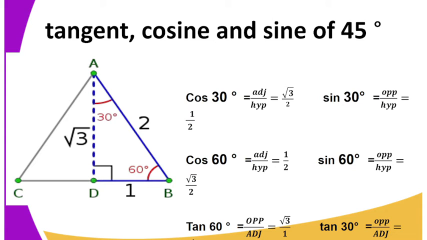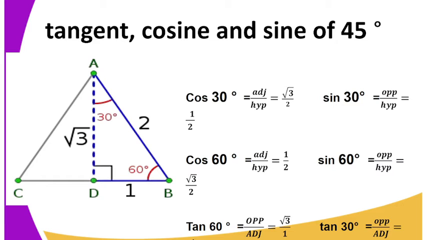And then cos 60. Cos 60 degrees is equal to the adjacent of 60 degrees divided by the hypotenuse. The adjacent of 60 degrees from our diagram, can you see the line touching 60 degrees is 1 and the hypotenuse is 2. So cos 60 is what? Adjacent over hypotenuse, which is 1 over 2. And sin 60 is equal to opposite over hypotenuse. Our opposite is equal to what? The opposite of 60 degrees is root 3 and the hypotenuse is 2. So sin 60 is root 3 over 2.